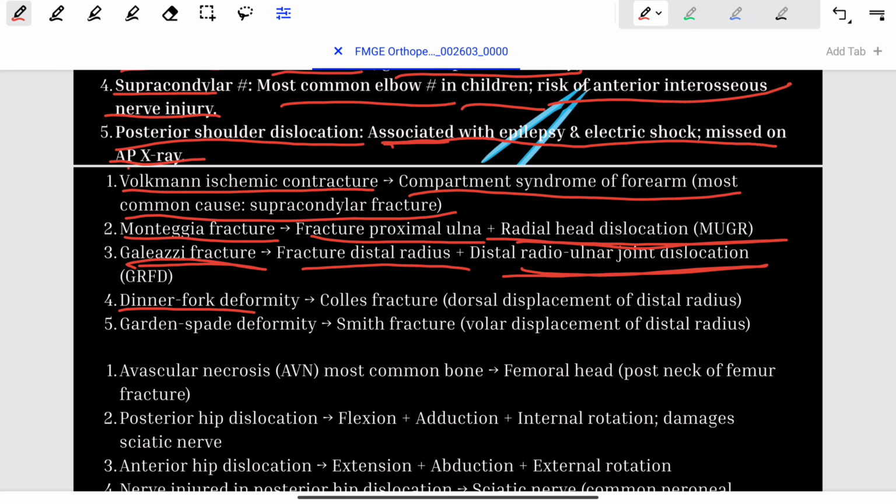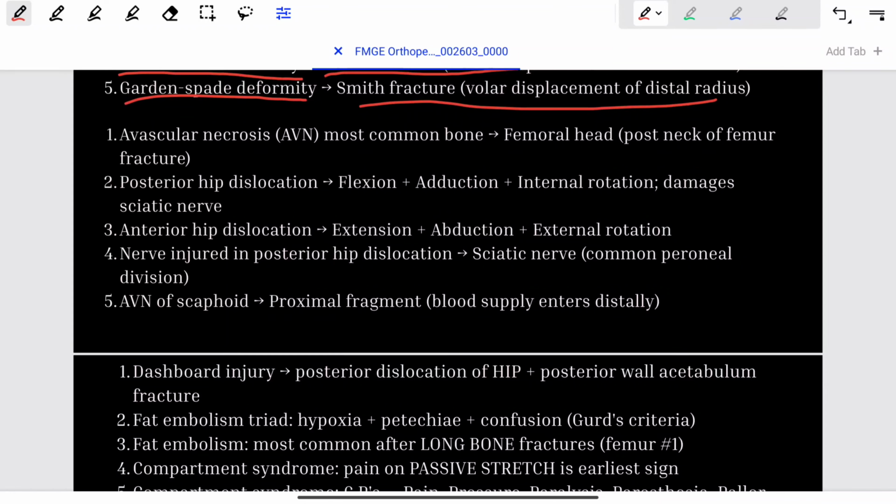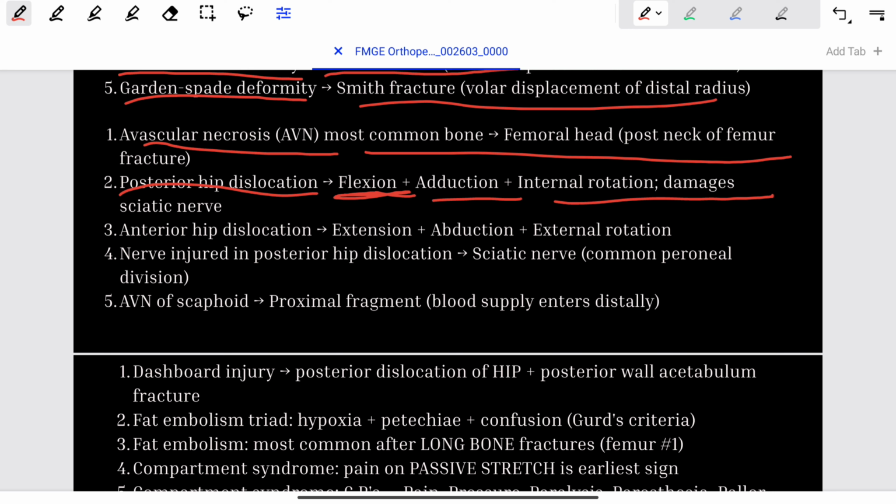Dinner fork deformity, classical deformity seen in Colles fracture. Garden spade deformity, classical deformity seen in Smith fracture. Avascular necrosis, femoral head is the most commonly affected bone, especially after neck of femur fracture. Posterior hip dislocation, hip lies in flexion, adduction and internal rotation, sciatic nerve may be injured. Anterior hip dislocation, limb lies in extension, abduction and external rotation. Sciatic nerve injury, most commonly associated with posterior hip dislocation.